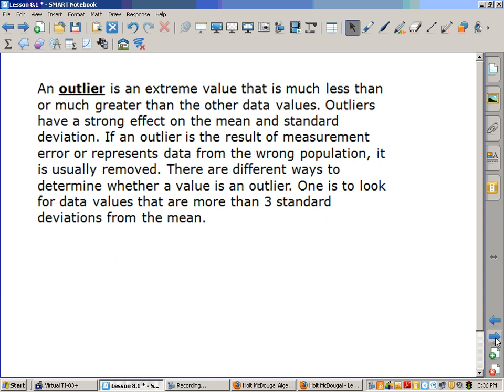So we want to find out whether something is an outlier by determining the standard deviation. If you go 3 standard deviations beyond the mean, that tells you that it is an outlier score. That's what it says right here: look at data values that are more than 3 standard deviations from the mean.